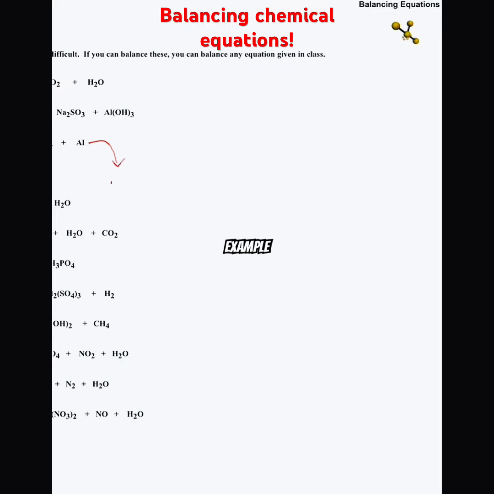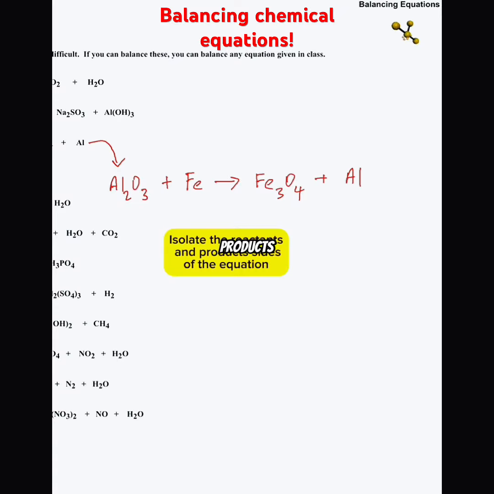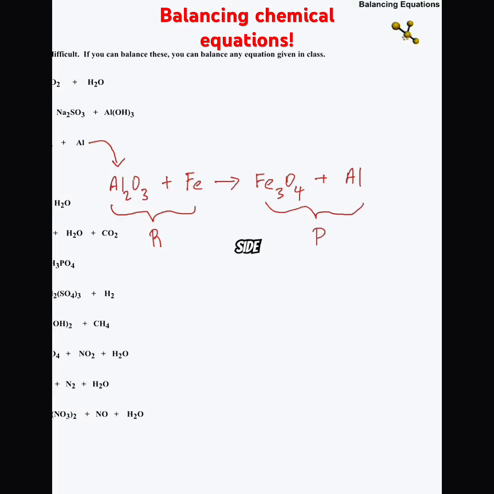In this example, we'll be balancing an equation between aluminum oxide and iron. This reaction produces iron oxide and pure aluminum as products. First thing, we have to isolate the reactant and the product side. The reactant side is to the left of the arrow and the product side is on the right.